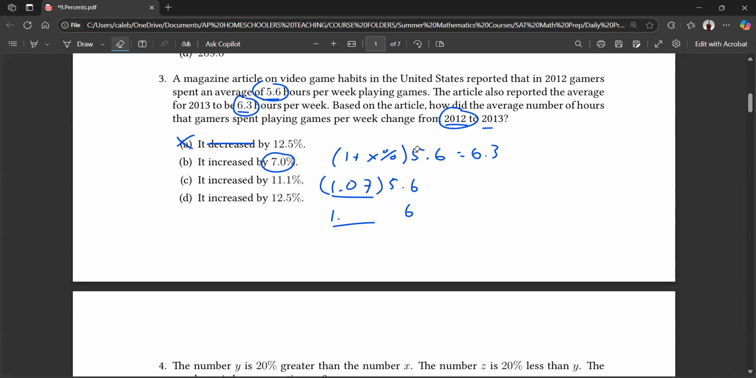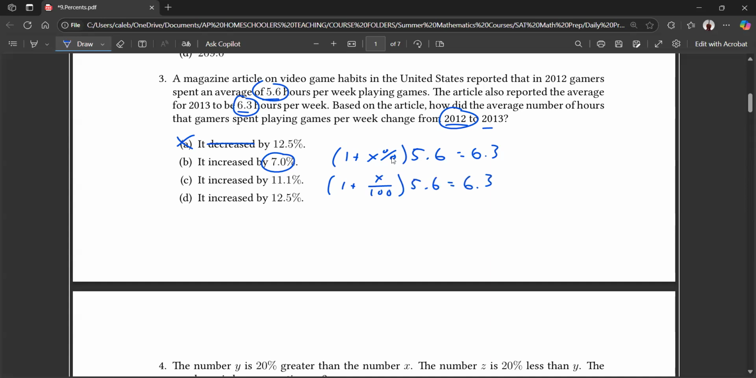But anyway, if you wanted to do a traditional pen and paper, no calculator section type problem, you could just solve for this like this. And it's good to see 1 plus x over 100, because again, percent is just per 100, times 5.6 is equal to 6.3. And then you could isolate by dividing both sides by the 5.6. And then you would subtract the 1 from both sides. And then you'd multiply everything through by 100. And then you'd be left with the x, which would be your percent number. So that's how we could handle this problem.